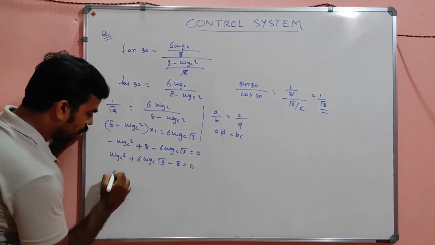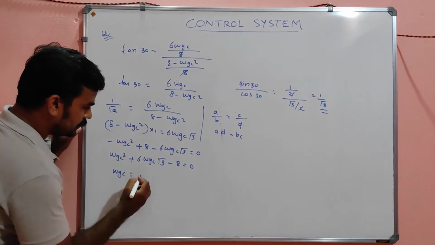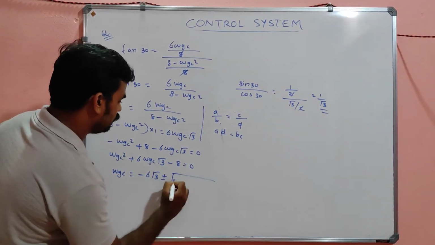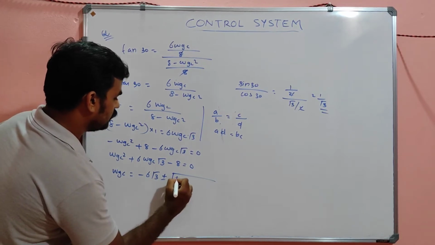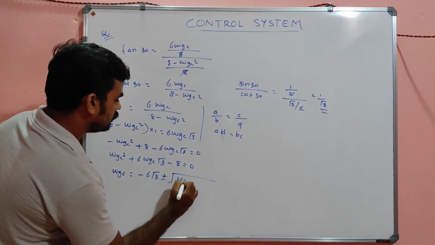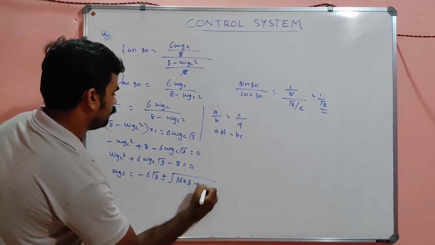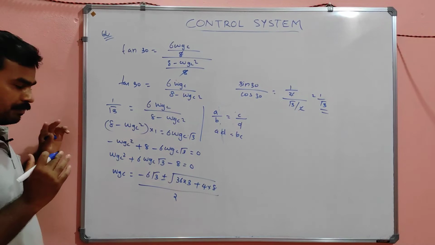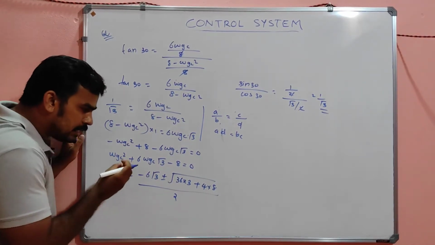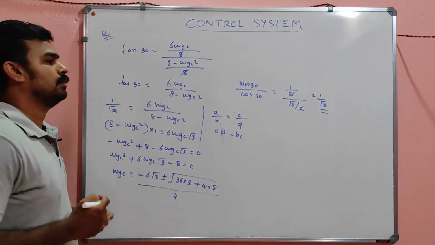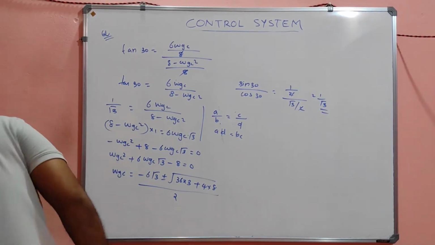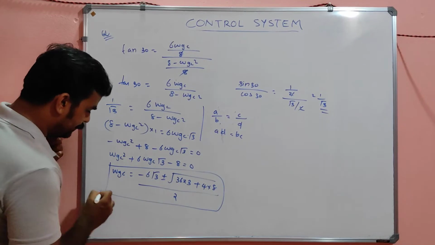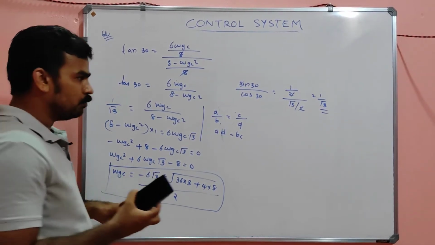So what will be omega gc? Omega gc is nothing but minus 6 root 3 plus or minus root of b square, that is 36 into 3, plus 4 into 8, that is 4ac, whole divided by 2. Now I will get a value of omega gc, my dear. If you solve this, you will get a value, and keep that value there.